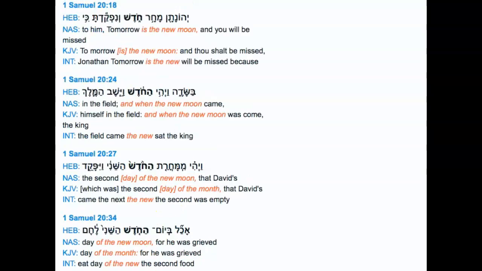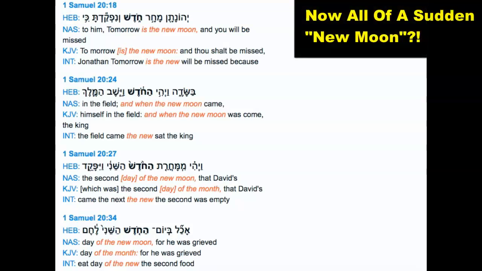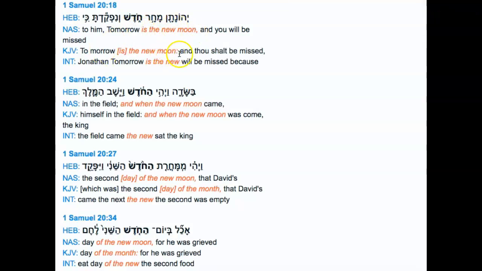However, there are certain places here where you actually see the phrase new moon. Right here, you see it in 1 Samuel chapter 20 or Shamuel, where it says new moon. It says tomorrow is the new moon in certain translations such as the KJV. You see it again right here in 1 Samuel 20:24, new moon. You see it right here. And again, this is the word Kadash if you scroll all the way down to 1 Samuel.